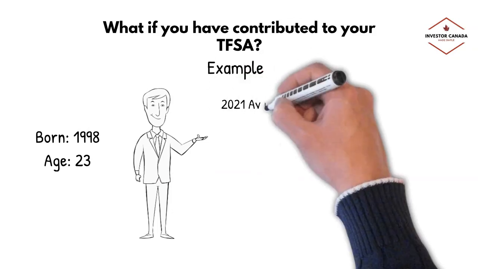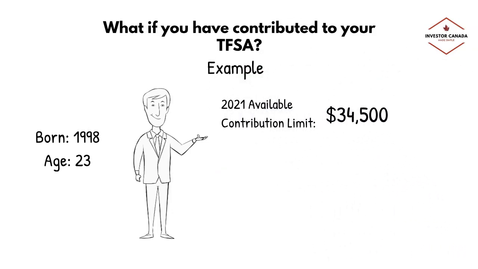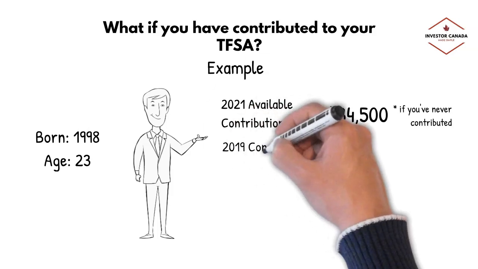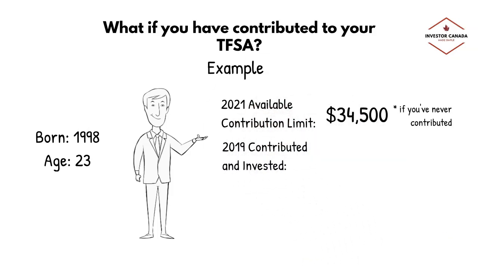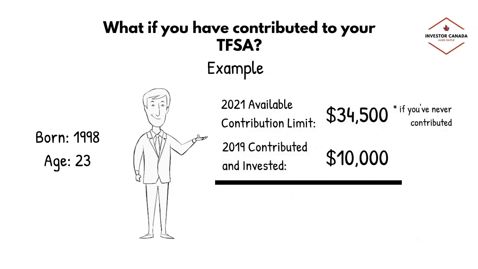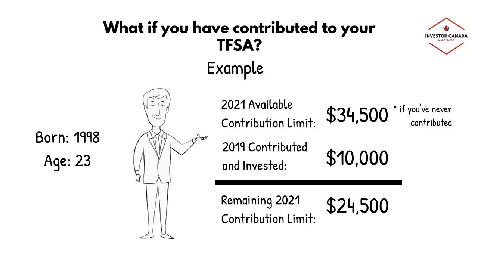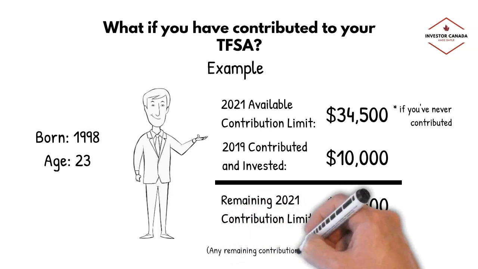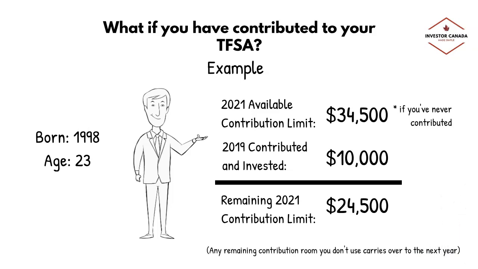As of 2021, your total contribution limit would be $34,500 if you never contributed to your TFSA before. But let's say 2 years ago, you invested $10,000 into your TFSA. This would reduce your total TFSA contribution room, and so for 2021, you would only have $24,500 total contribution room. Additionally, because in 2021 the added contribution limit was $6,000, if I don't use all of that contribution room this year, it carries forward to the next year.